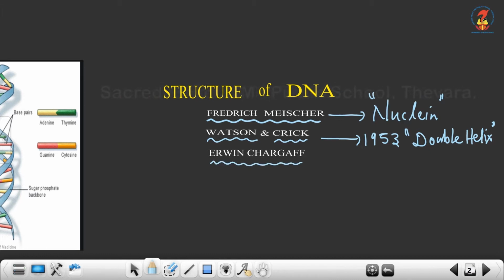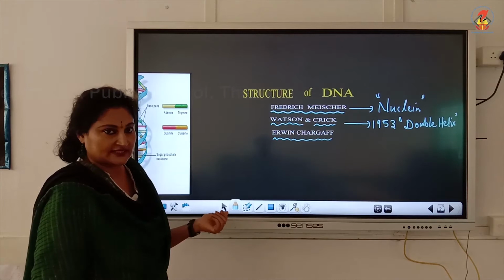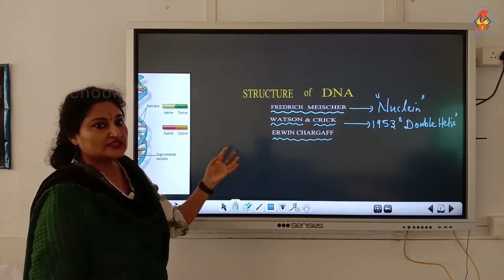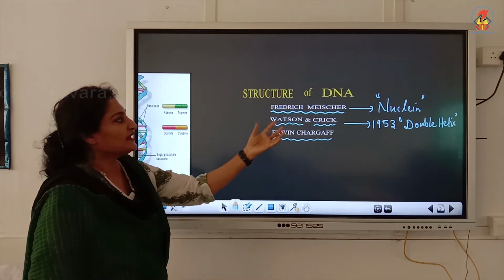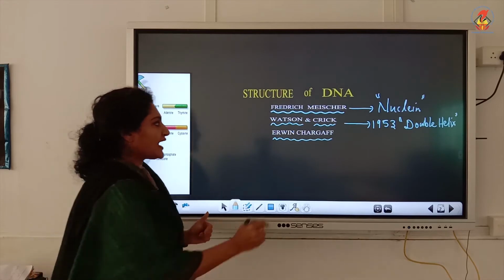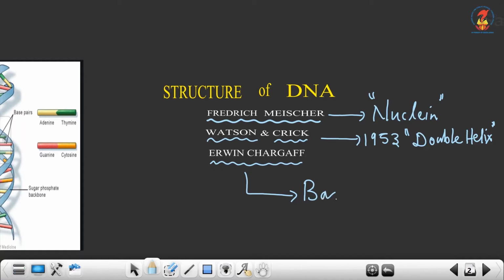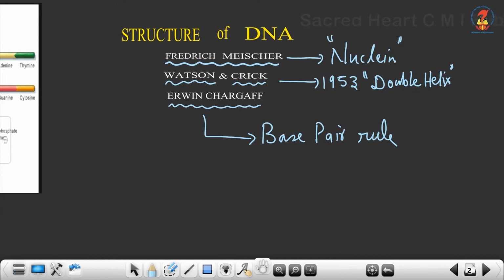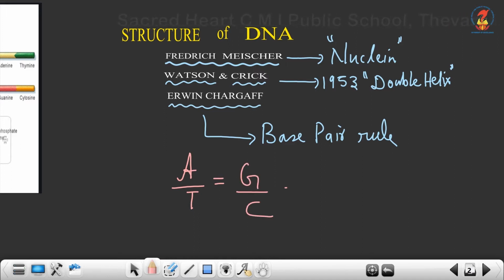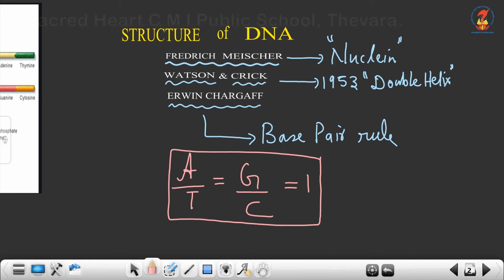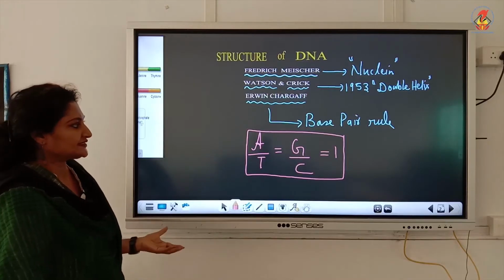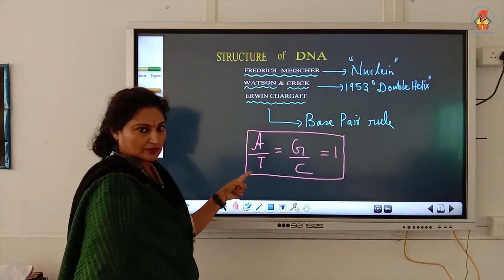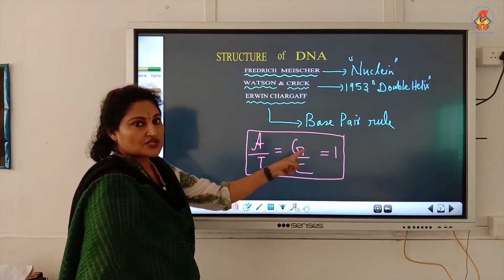There is a proposition put forward by Erwin Chargaff which contributed to elucidating the structure of DNA put forward by Watson and Crick. The contribution of Erwin Chargaff also helped to describe the double helix, and the contribution is the base pair rule. It can be represented in the form of a formula: A by T is equal to G by C is equal to 1. Or it can be told in words: the ratio between adenine and thymine, and guanine and cytosine, is equal to 1 and is always a constant.